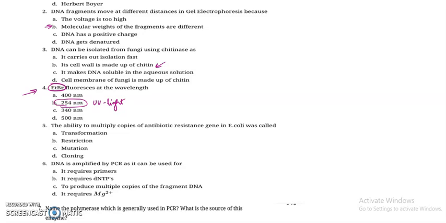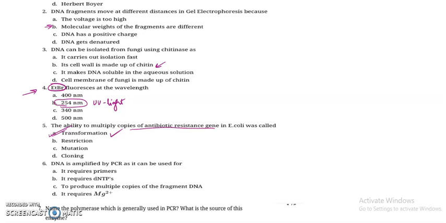The ability to form multiple copies of an antibiotic resistant gene, of course, is known as transformation, because E. coli was otherwise not carrying any antibiotic resistant gene. So by the process of biotechnology it was introduced. So this process, the last process where we introduce it and it expresses, is known as transformation.